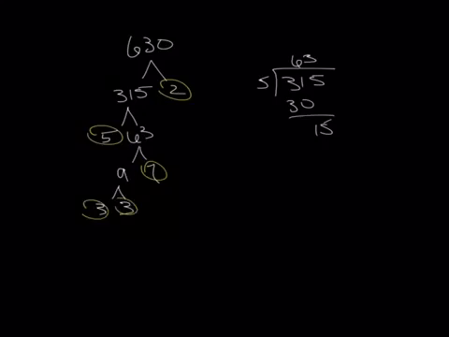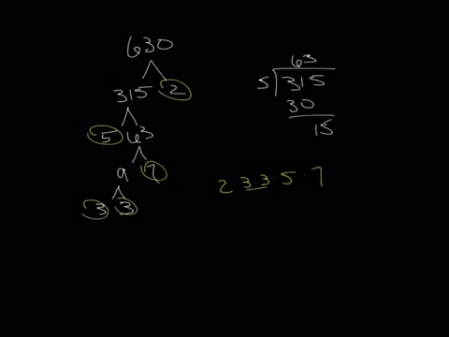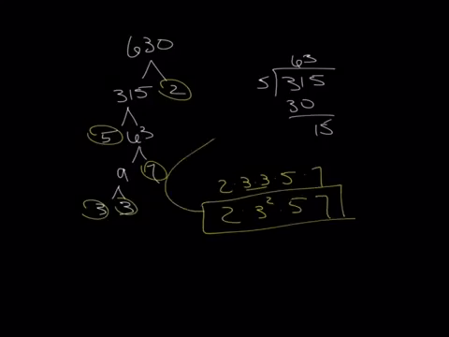Circle those because those are prime. So the only thing I care about is the 2, the 3, the 5, and the 7. And again, the 3 is listed twice, so I will write it like that. Now, if I multiply all those numbers together, I will get my 630 back. So all I did was find the numbers that when I multiply all of them together, I get what I started with.